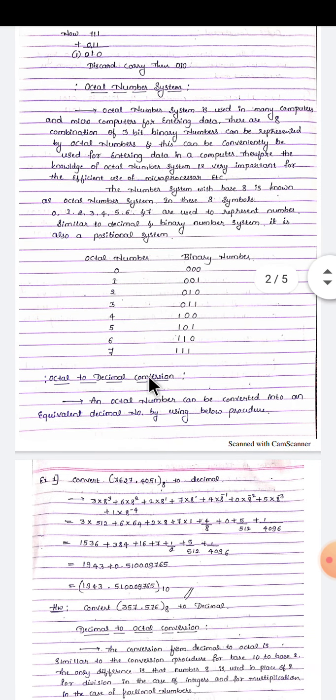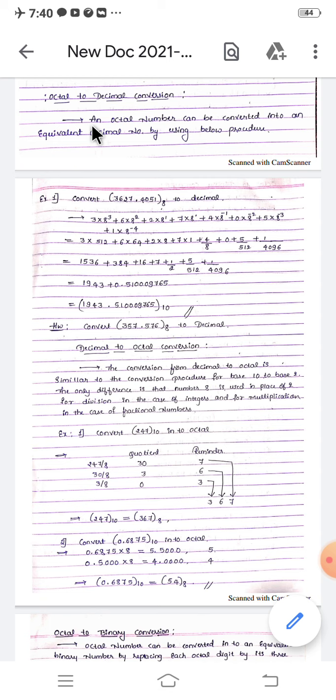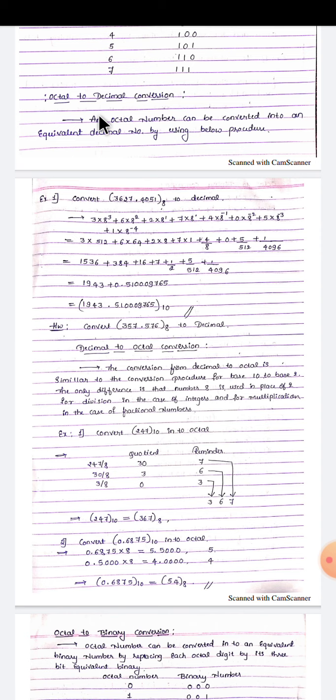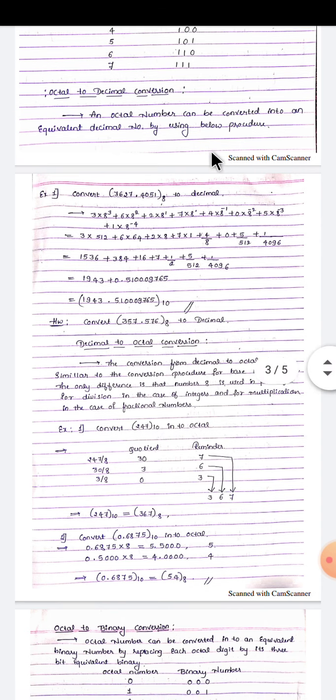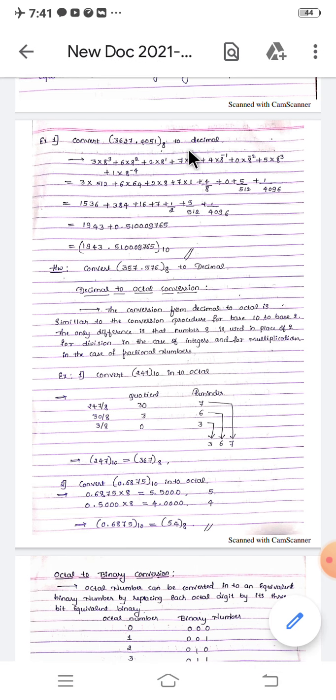Now see, octal to decimal conversion. Already we converted binary to decimal. In a similar manner we have to do octal to decimal conversion. So how to convert octal to decimal? An octal number can be converted into an equivalent decimal number by using the below procedure. See here, one example. Convert 3627.4051 with base 8, an octal number, to a decimal number.